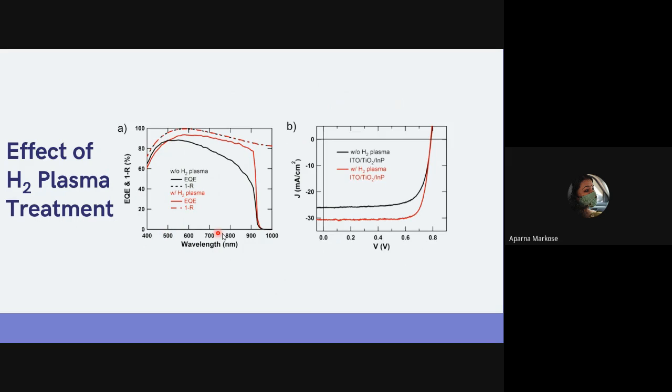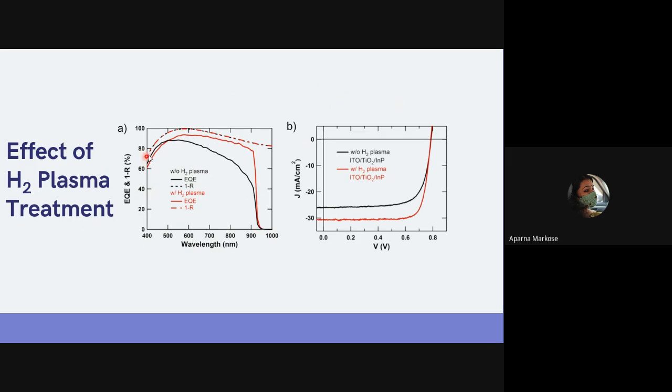And when the wavelength of the incident radiation is 900, only 40 percent quantum efficiency is there. So basically, when they do the hydrogen plasma treatment, the spectral response becomes good. That is affecting the efficiency. So the efficiency is more.